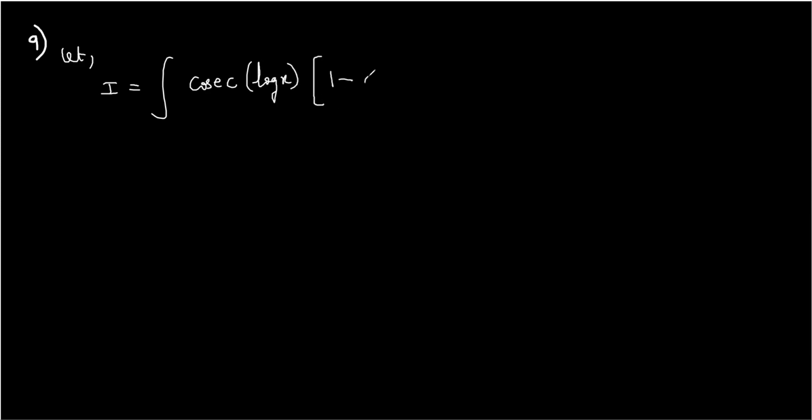I think this much is enough for this type. Or yeah, one more problem we shall take. The book which I am solving, it is from that book, it is question number 9. So I write here, let I equals the integral of cosec log x multiplied by 1 minus cot log x, dx.